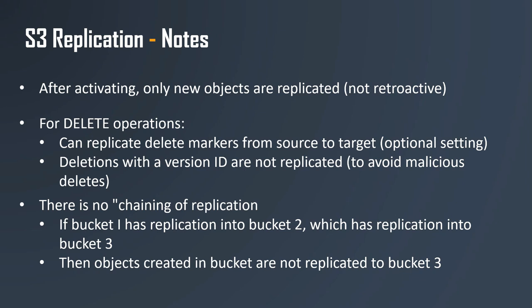And finally, there is no chaining of replication. That means that if bucket 1 has replication to bucket 2, which has replication into bucket 3, then any objects created in bucket 1 will be in bucket 2 but will not be replicated to bucket 3. So we cannot chain replication. So that's the fine print for S3 replication. Now let's go to hands-on to see how that works.